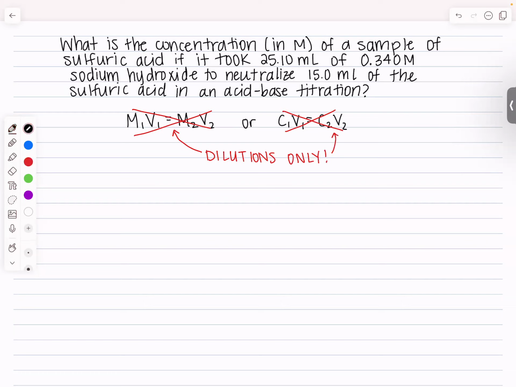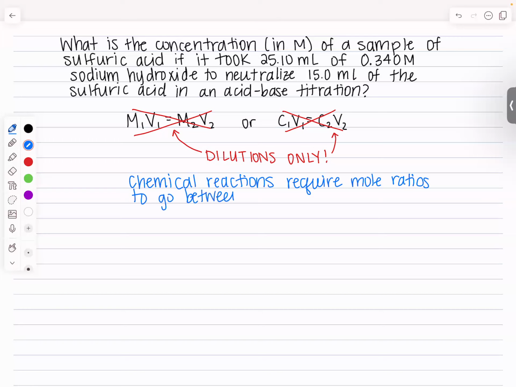In a dilution, the ones, like M1V1, are of one substance, and the twos are the same substance. So chemical reactions require mole ratios to go between two different substances.